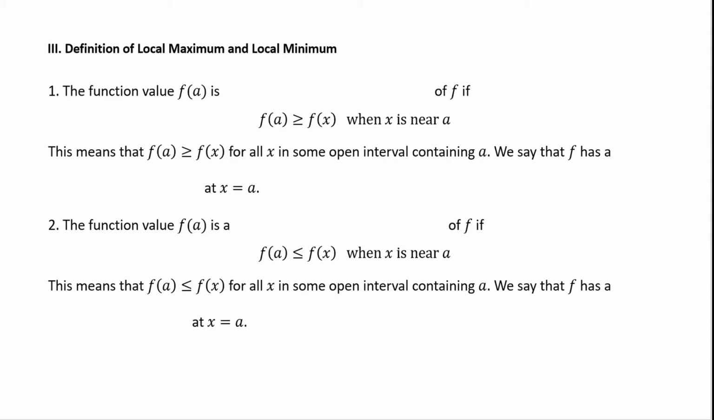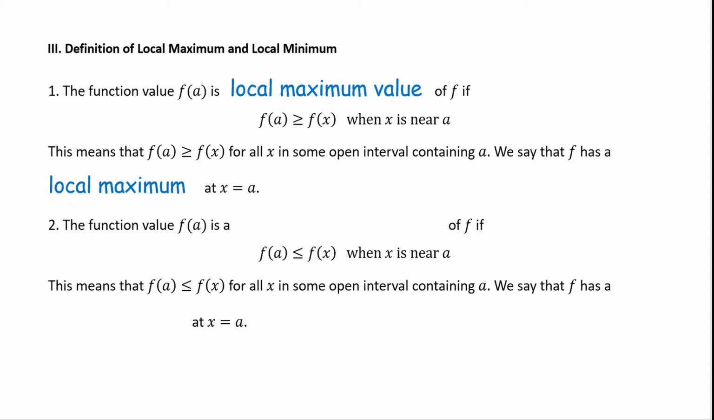3. Definition of local maximum and local minimum. 1. The function value f of a is a local maximum value of f if f of a is equal to or greater than f of x, where x is near a. This means that f of a is equal to or greater than f of x for all x in some open interval containing the value a. We say that f has a local maximum at x equals a.